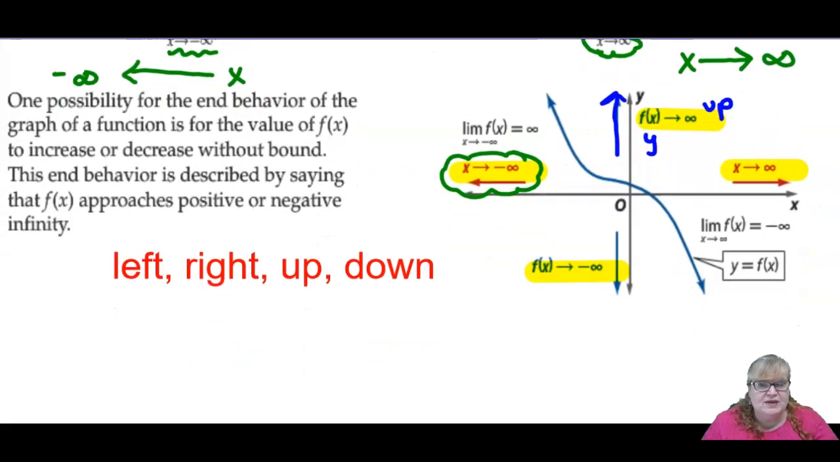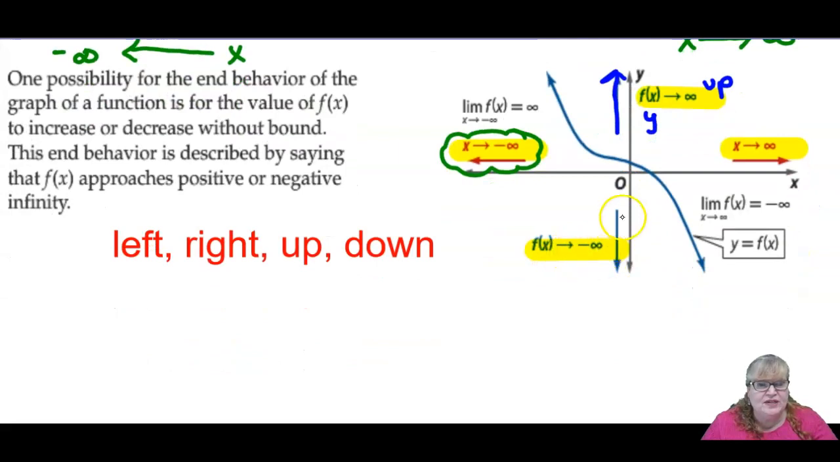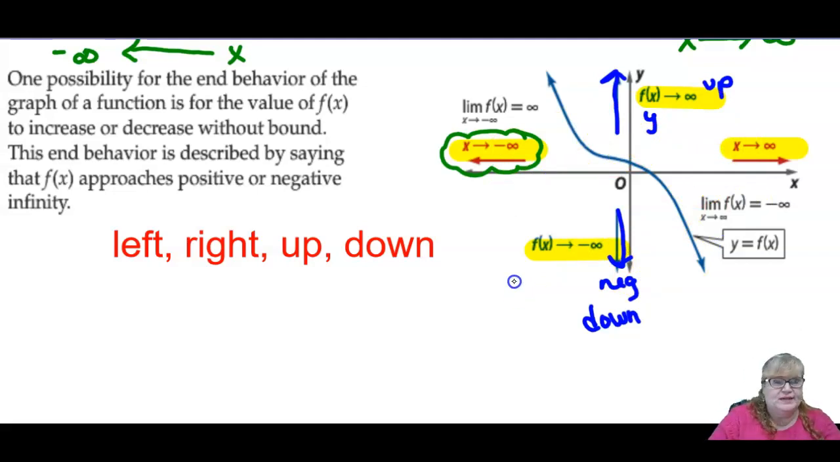And when you see f of x approaches negative infinity, the y, f of x means y, is getting more and more negative. So it is going down. You need to understand those 4 phrases. So important. Left, right, up, down.